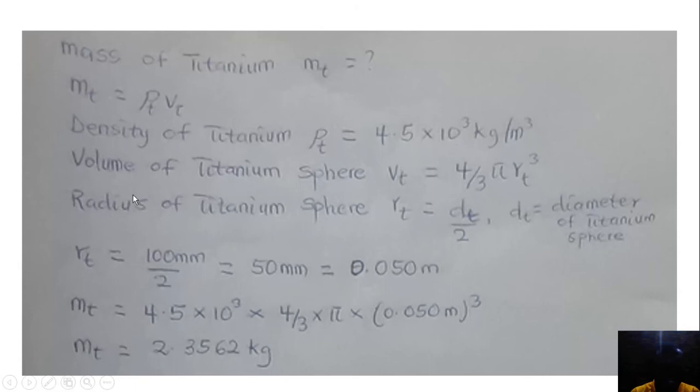Then you slot in the values of the density of titanium and the volume of titanium. The density is 4.5 times 10 exponent 3, and the volume is this whole expression, 4 over 3 times pi times 0.050 cubed. Then when you punch your calculator well, you should get 2.3562 kilogram, and that gives you the mass of titanium.